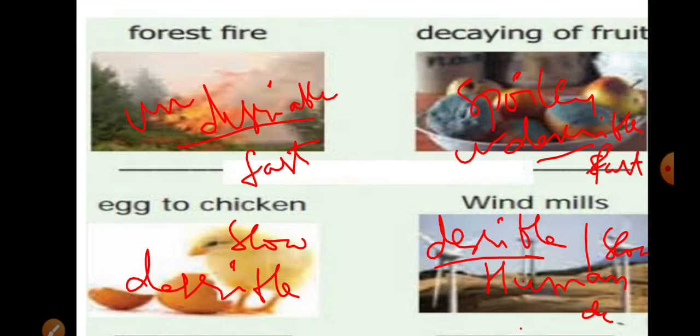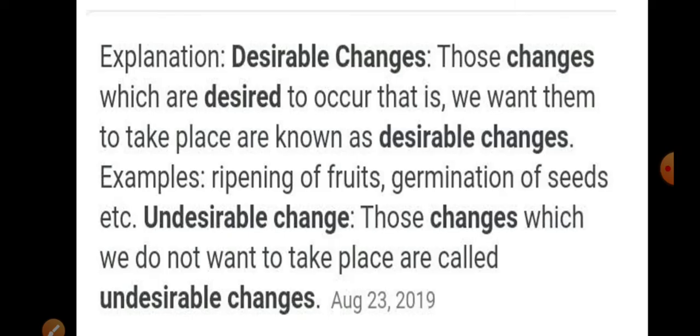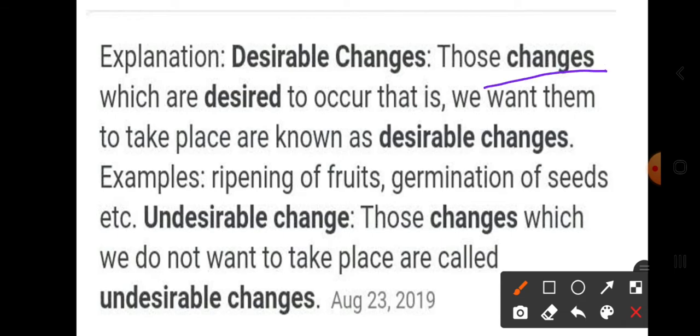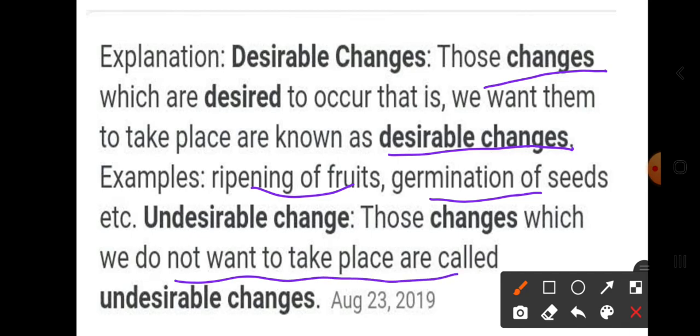So now we have divided all the four different kinds of changes that are present on your screen into desirable, undesirable changes, fast, slow changes. Okay. So now desirable changes means what? These are the changes which are desired to occur, we want them to take place, so they are called desirable changes, like germination of seeds, ripening of fruits. For example, the undesirable changes are the changes which we do not want to take place, so we are calling them undesirable changes.